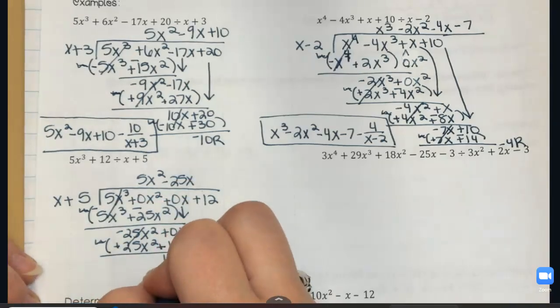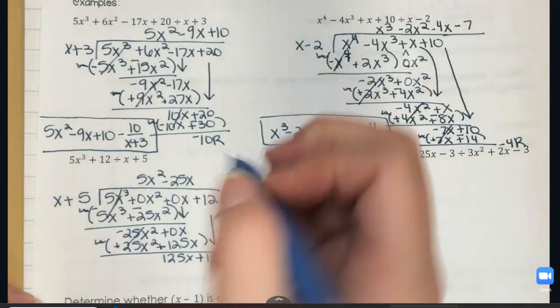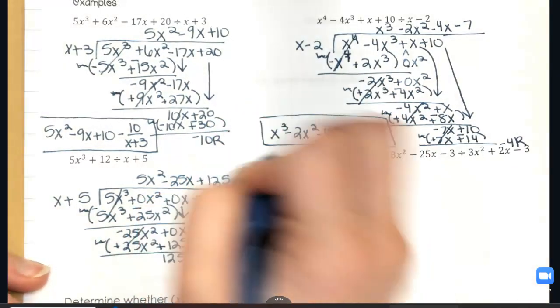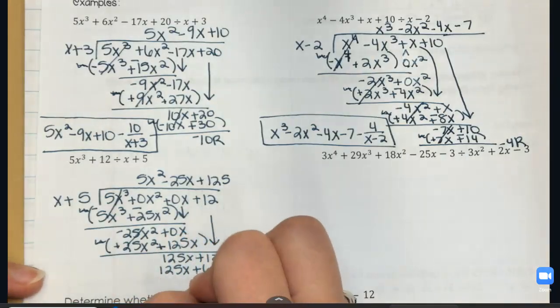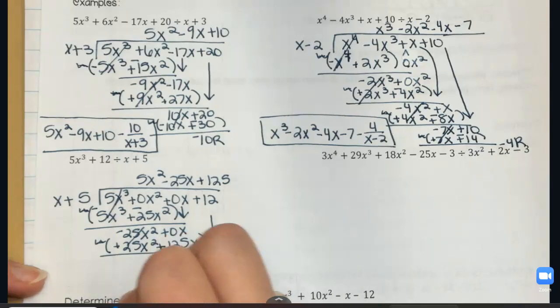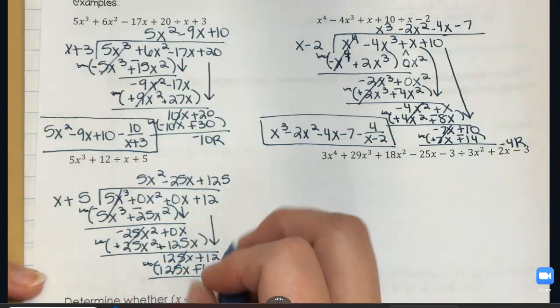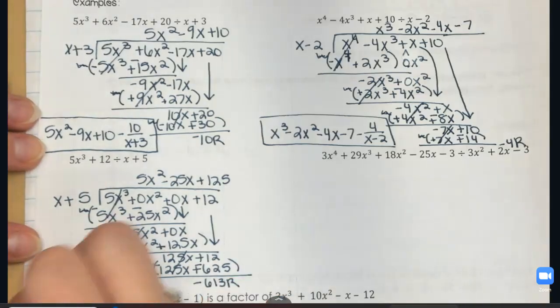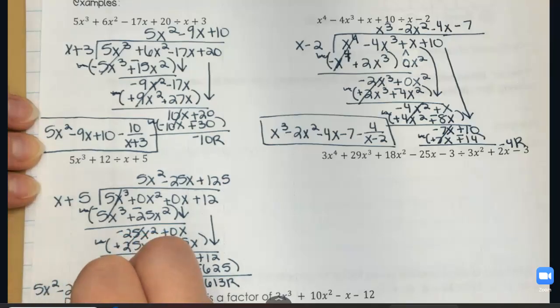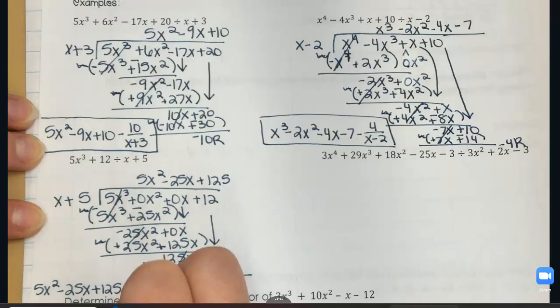So now I have 125x plus 12. 125x divided by x is 125. So multiplying that out, I now get 125x plus 625. I'm going to subtract, distribute my negative, and I get negative 613 as my remainder. So my answer is 5x squared minus 25x plus 125 minus 613 over x plus 5.